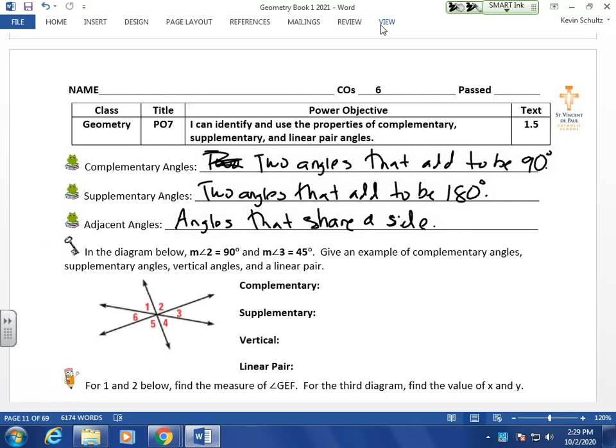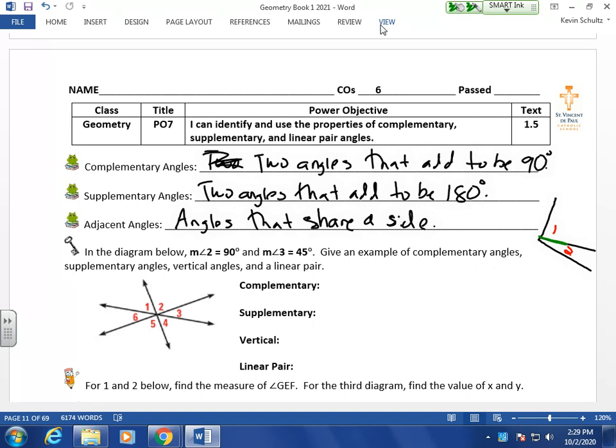So if you've got angles such as this, okay, right? You've got angle 1 and angle 2. The side that those two angles share is this one. That's part of both angle 1 and angle 2. Angle 1 and 2 would be considered adjacent angles.